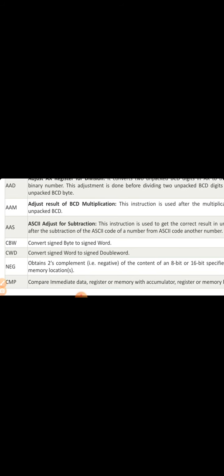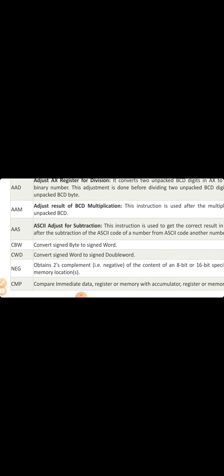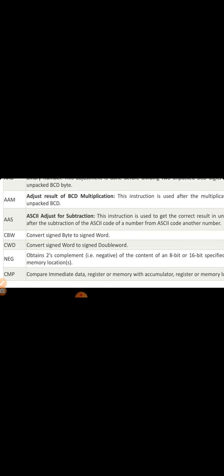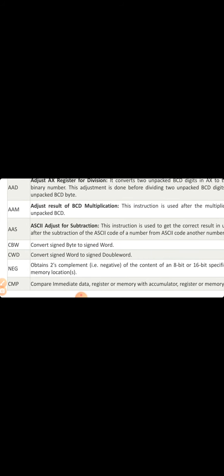Now the next instruction is CMP. It compares the immediate data, or data from a register or memory, with the accumulator, register or memory location. CMP instruction is used to compare the data from a register or memory with the accumulator or another register or memory. Comparison is performed here.